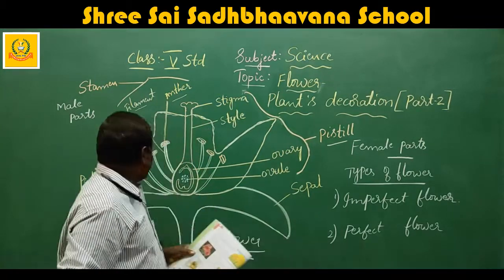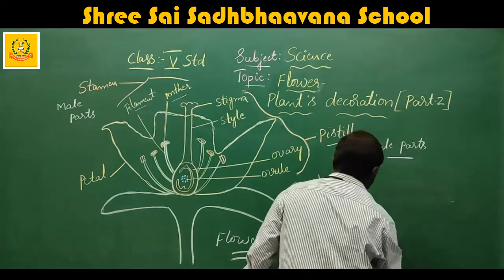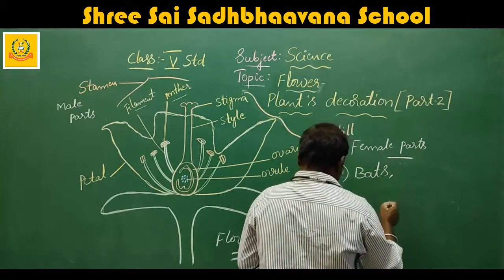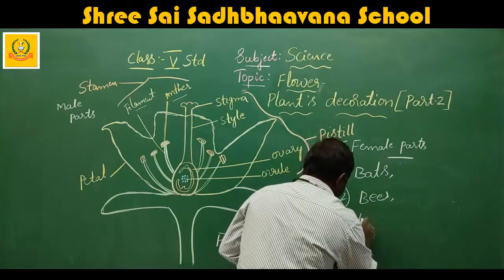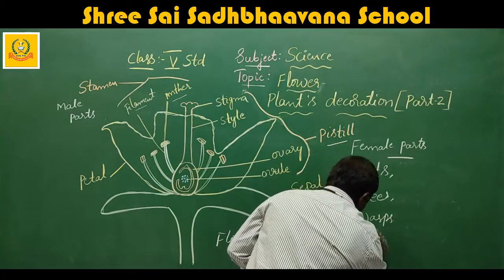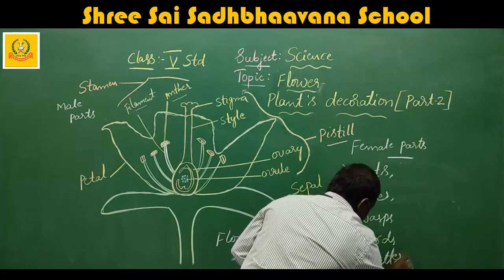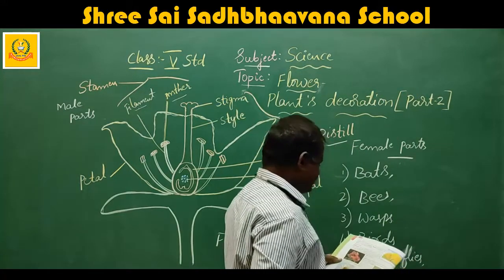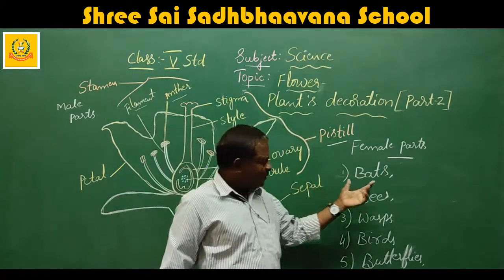The examples are bats, bees, wasps, birds and butterflies. These are some common pollinators. Still more are there, but we are given only 5 examples here.